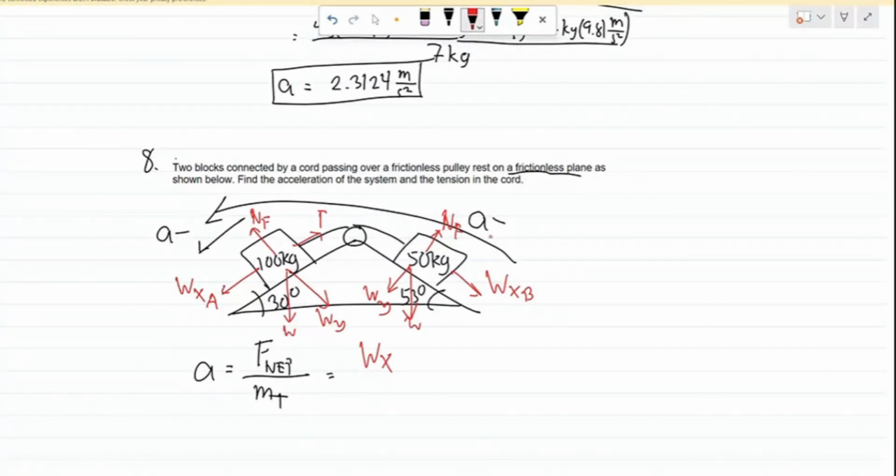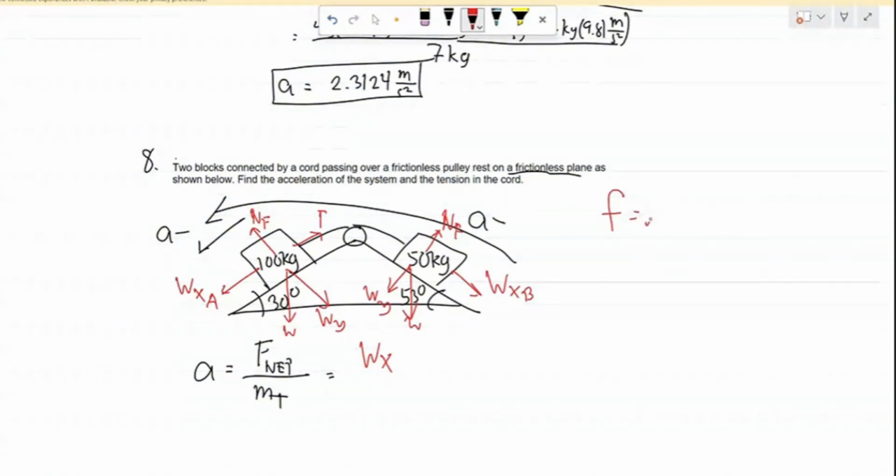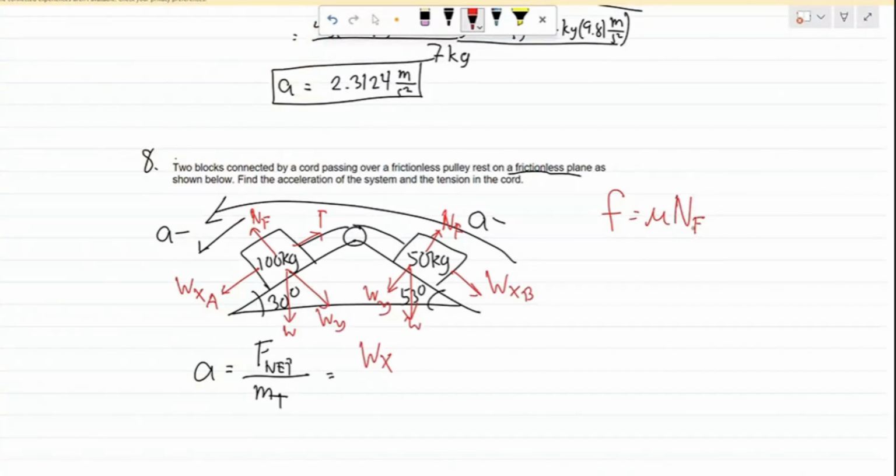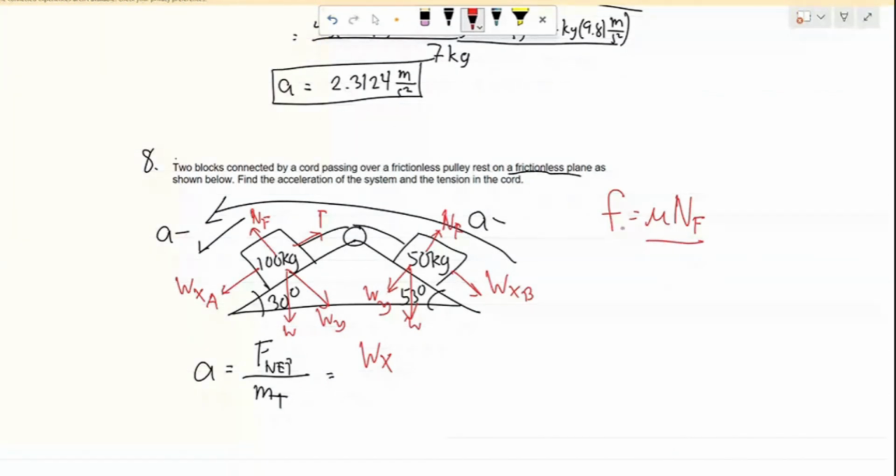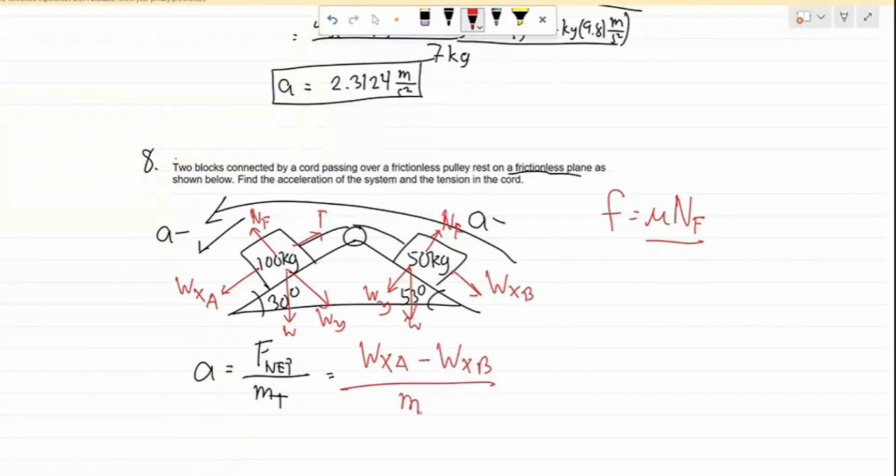Hindi na po. Kasi guys, tandaan nyo, ang normal force usually nahanap pag meron po tayong friction. Because from the formula, friction is simply mu times the normal force. So kung wala po tayong friction, huwag nyo na rin hanapin muna kung hindi po pinapahanap si normal force. So dito guys, our driving force would be WX sub A. Okay, at yung ating opposing force would be WX sub B over the mass total.